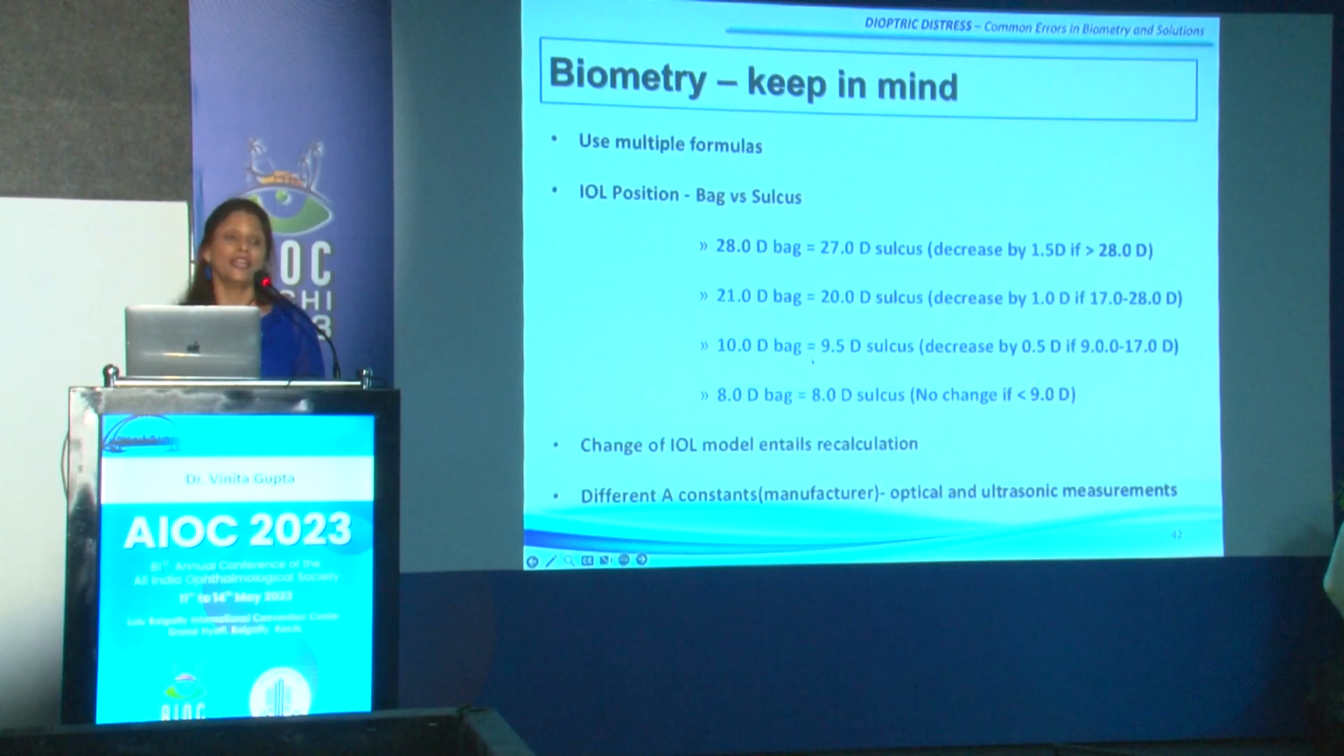And remember, if you have to do any adjustments because of any complication during the surgery, please remember to change the power for bag versus sulcus. And remember, it's not 0.5 diopter for every eye. It will depend upon the axial length or the reading. Practically, you can remember it by the rule of 9.